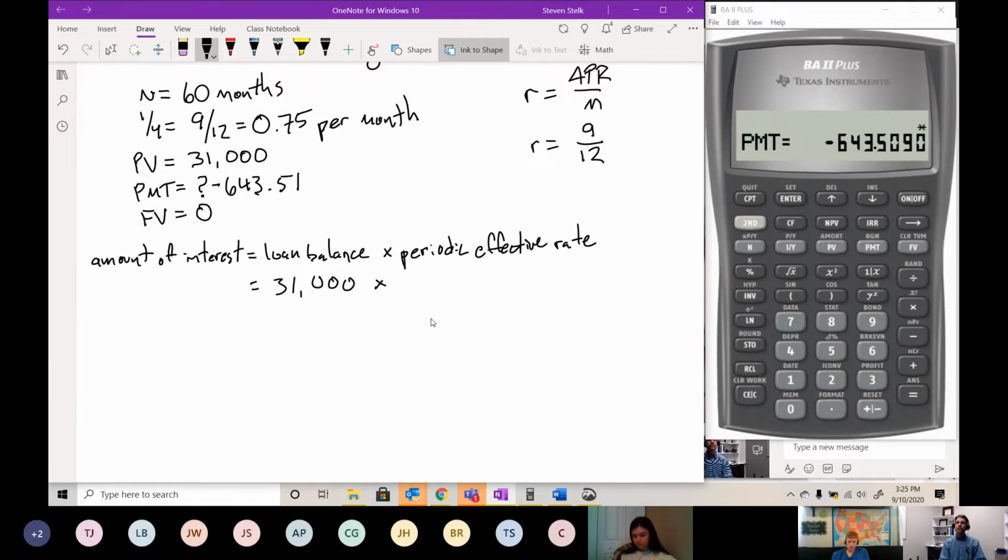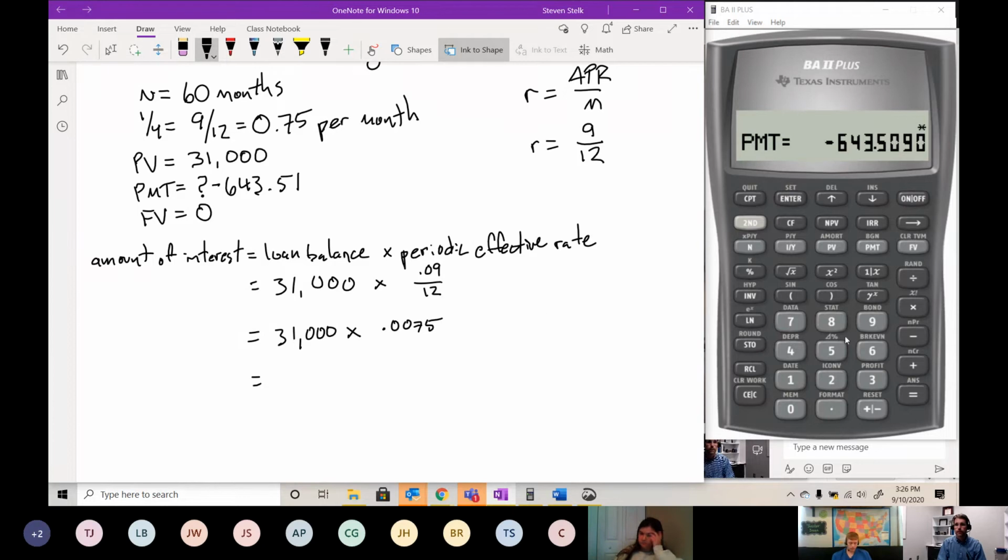All right. To figure out how much interest we owe for that month, the bank is going to take that loan balance of 31,000 and they're going to multiply it by the periodic effective rate, which is the annual percentage rate divided by the number of compounding periods. And we're doing math with this rate here. So instead of it being 9 divided by 12, we're going to do 0.09 divided by 12. All right, and we already know that that's 0.075.